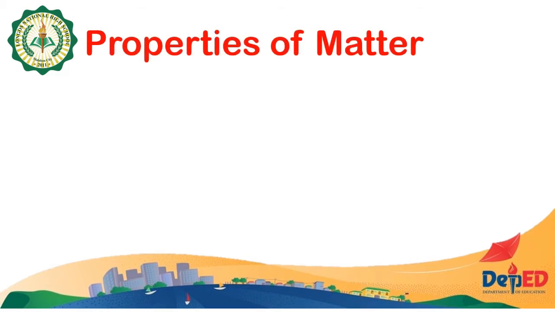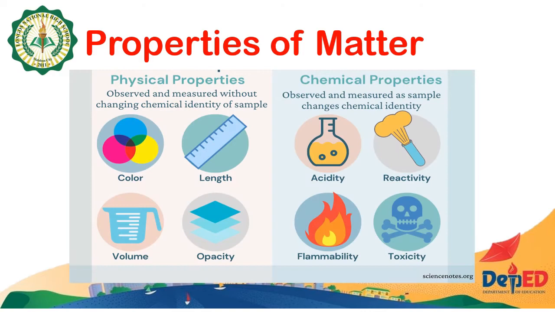Matter has two properties. We have the physical and the chemical properties. Physical properties are observed and measured without changing the chemical identity of the sample, like color, length, volume, and opacity. However, chemical properties are observed and measured as the sample changes its chemical identity. This includes acidity, reactivity, flammability, and toxicity.